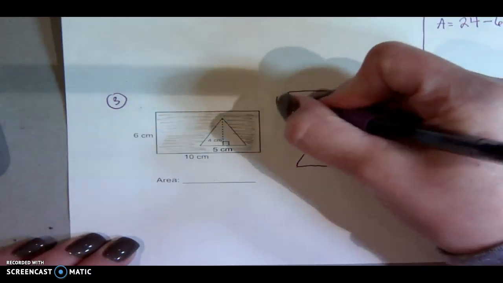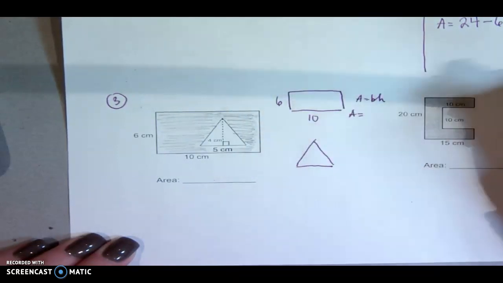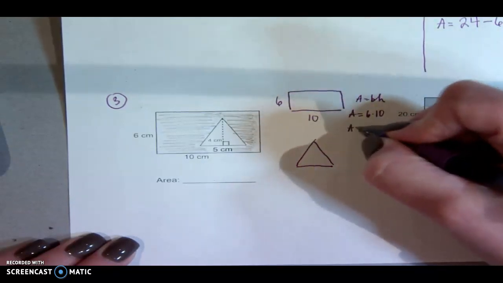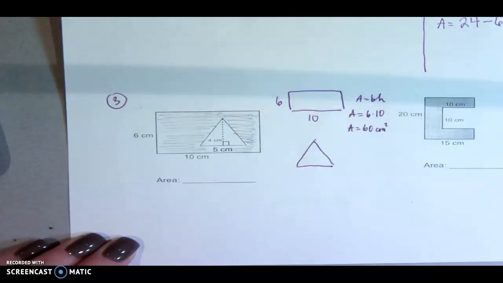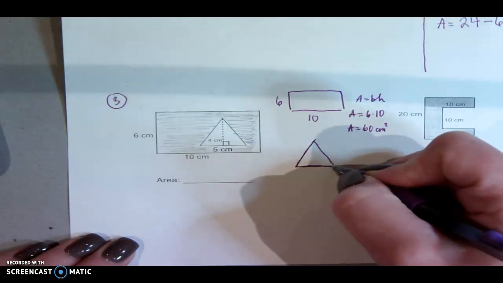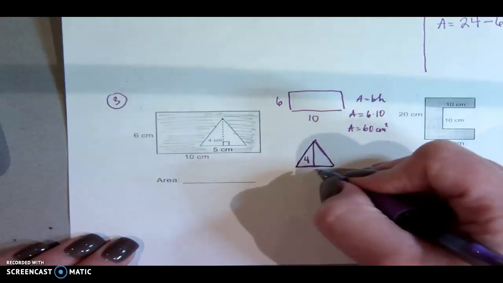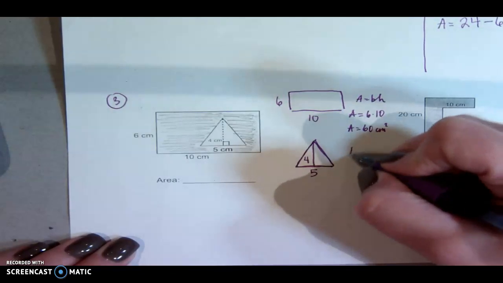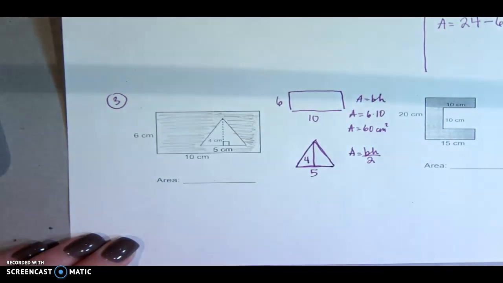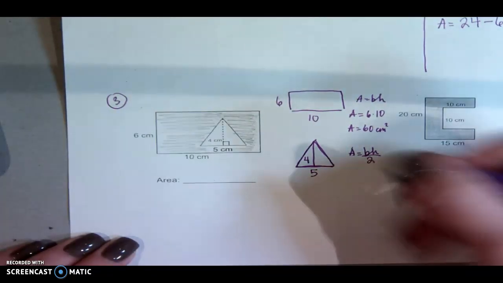So for a rectangular shape, we have 6 by 10, base times height. Very nice mental math question. 6 times 10 will give us area of 60 square centimeters. For our triangle, everything is very nicely measured here, so there are no surprises. Our triangle has the height of 4, base of 5. So base times height divided by 2 is our area.